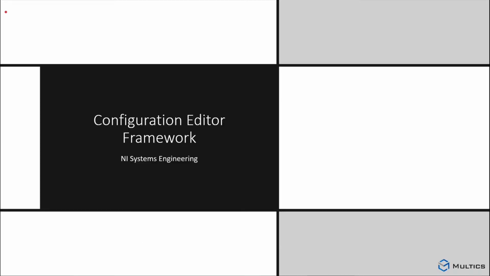So I'm now going to talk about the configuration editor framework from Systems Engineering. It is part of a bigger framework called DCAF, which is used for real-time and CompactRIO, that kind of thing. It allows you to rapidly start prototyping your real-time systems, and it can do a lot of things for you just by configuration. One part of that is to configure your system to do different things.